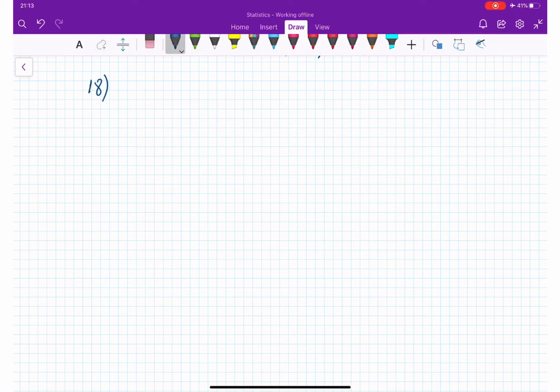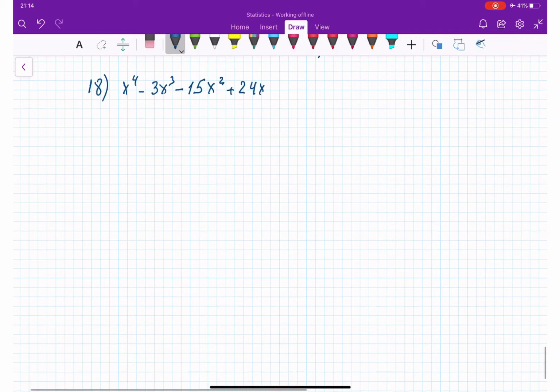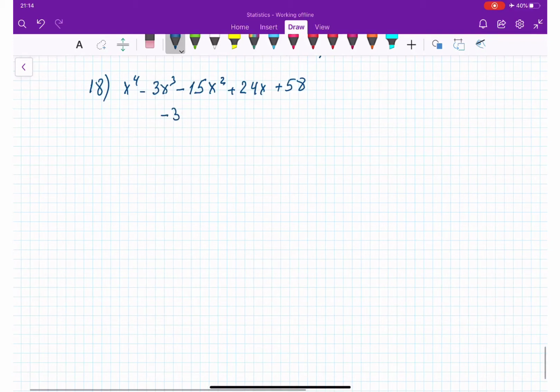Question number 18. We have x to the power 4 minus 3x to the power 3 minus 15x squared plus 24x plus 58. And we need to find, based on this polynomial function, if there is a real zero between -3 and -2.